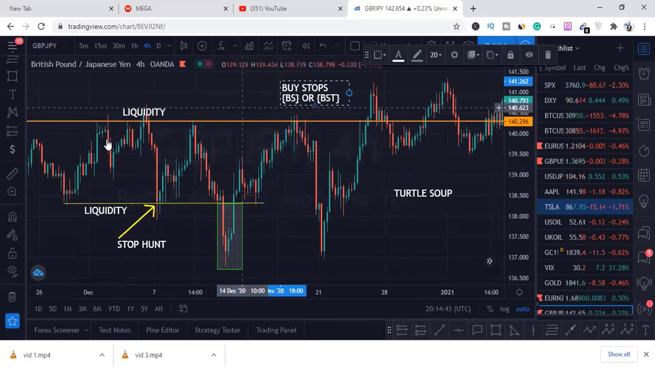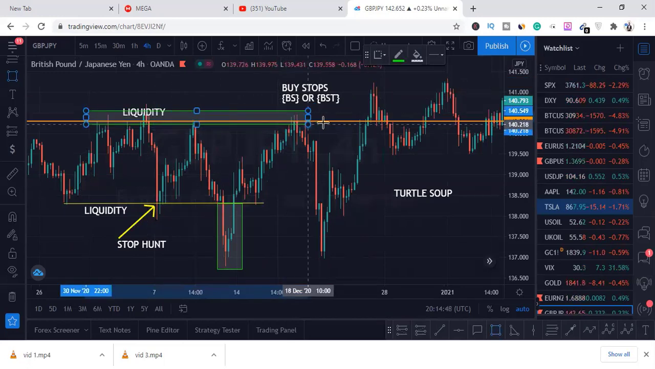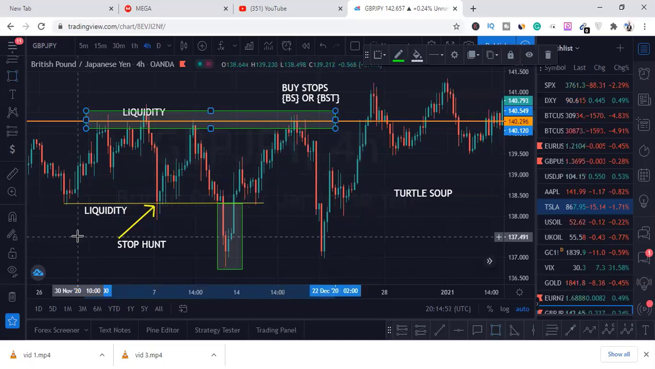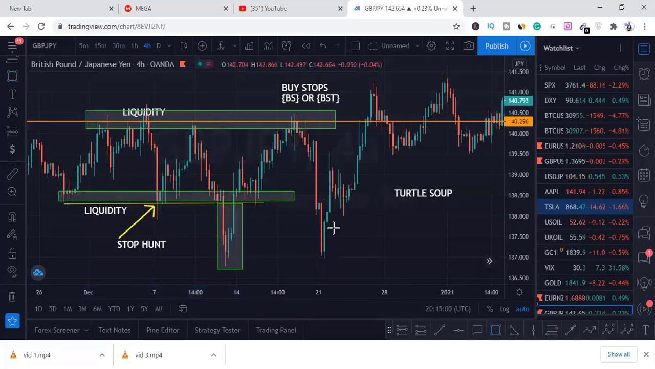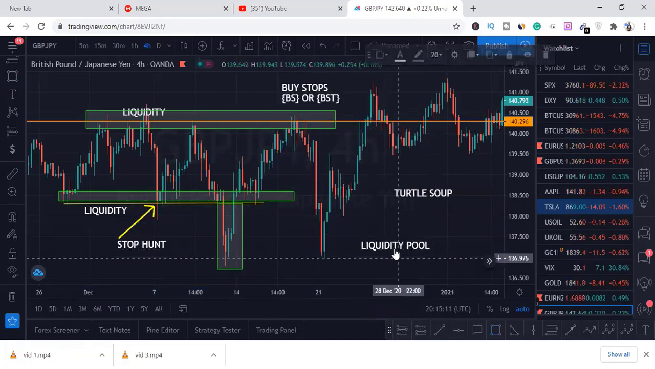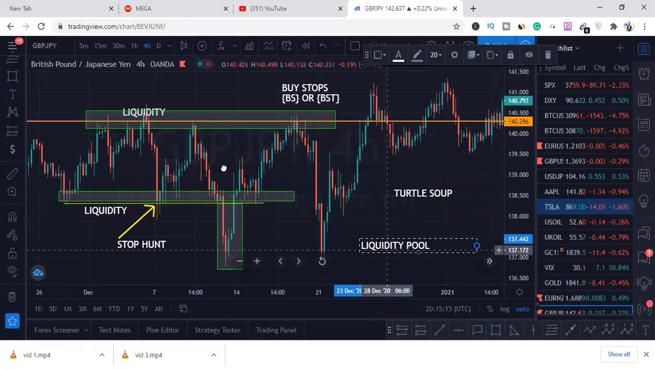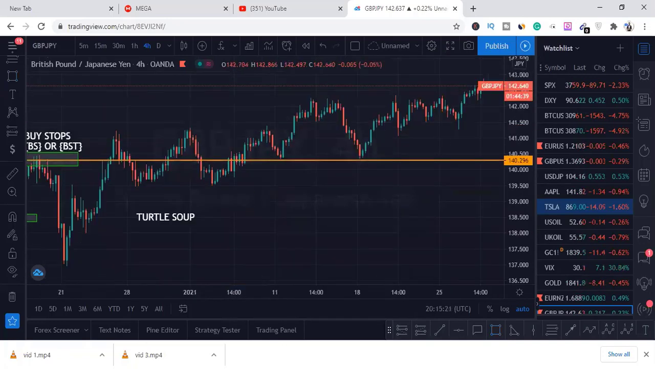And all of this stuff combined, this area, these equal wicks you are seeing, can also be called a liquidity pool. This can be called what? Liquidity pool. This area can be called a liquidity pool. So these are some of the things you guys need to understand.